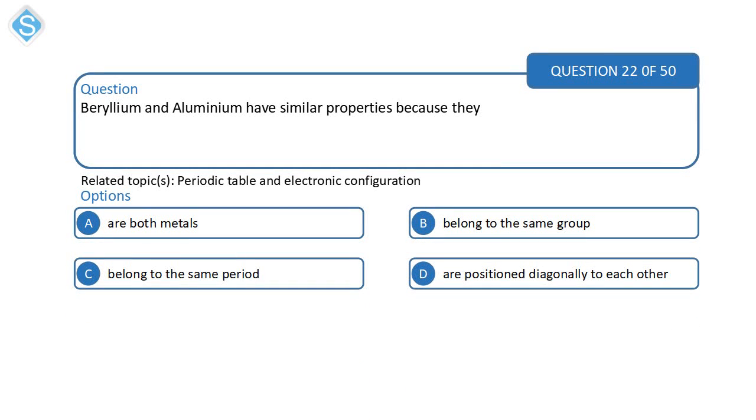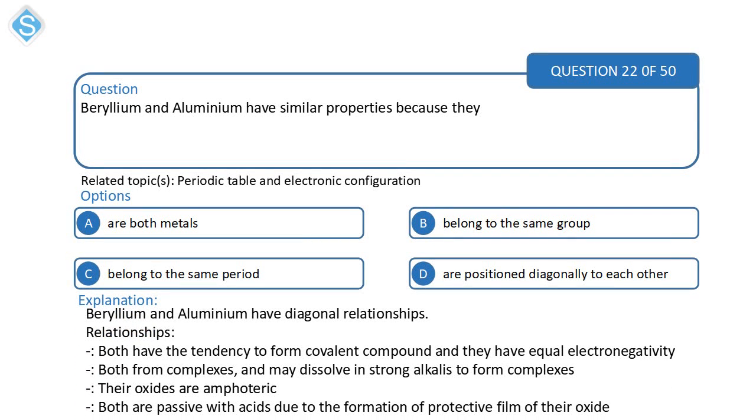Beryllium and aluminum have similar properties because they have a diagonal relationship. They are positioned diagonal to each other in the periodic table. Both of them have the tendency to form covalent compounds, because they have equal electronegativity. Both of them form complexes and they may dissolve in strong alkaline solutions to form complexes.